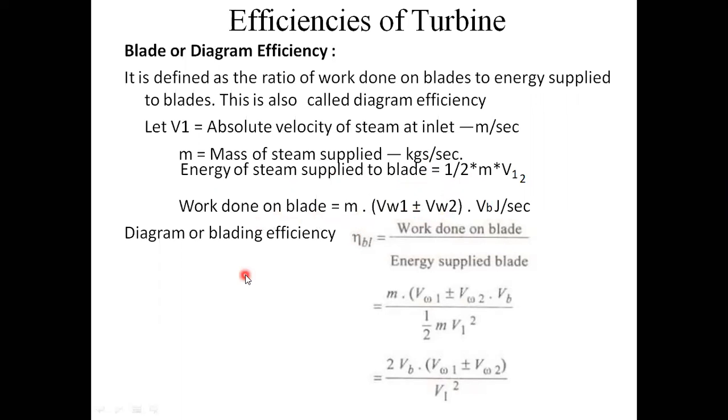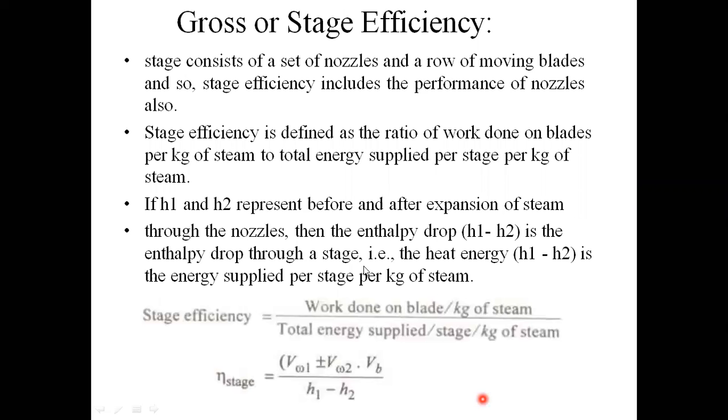Diagram or blade efficiency equal to work done on the blade upon energy supplied to the blade. So work done equal to mass flow rate into VW1 plus VW2 into VB, upon energy supplied to the blade equal to 1 half mass flow rate into V1 square. So blade efficiency equal to 2 VB into VW1 plus VW2 upon V1 square.